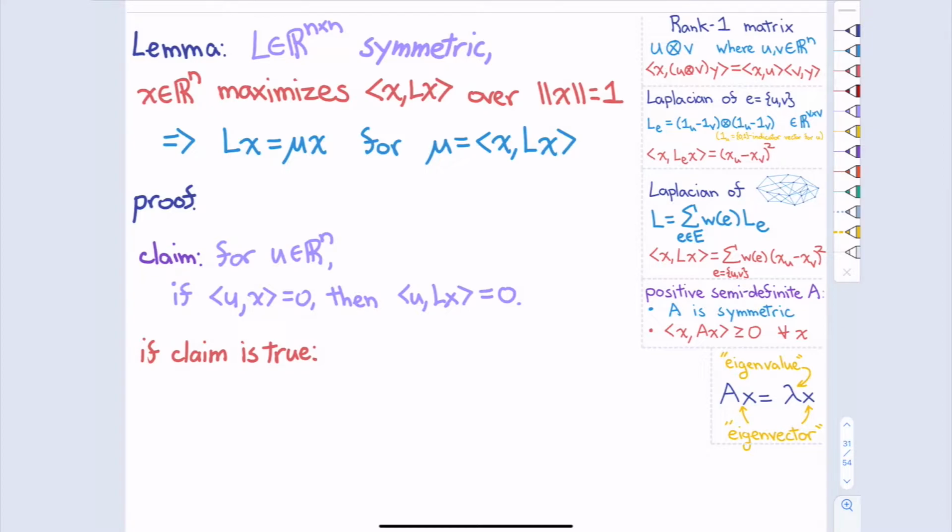Now I want to suggest that if that claim was true, then the rest of the lemma will follow. It's hard to guess the first step, but it's more interesting to ask why the first step is true. If the claim is true, then Lx must be spanned by x. That is, Lx is some multiple of x. But why?